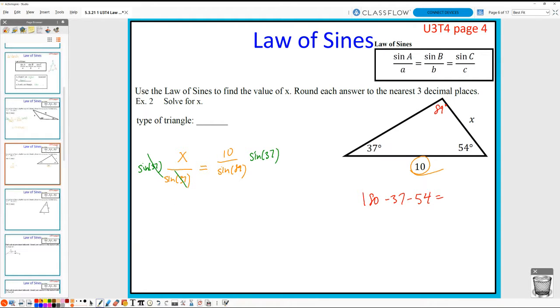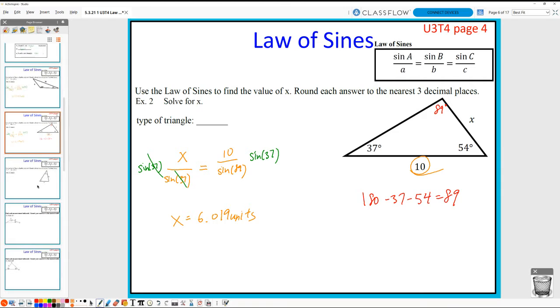So this side will cancel out. And so x is just equal to whatever I multiply out here: 10 divided by the sine of 89 multiplied by the sine of 37. Oops, I did not write down 89 here. Okay, hopefully that's not too bad.